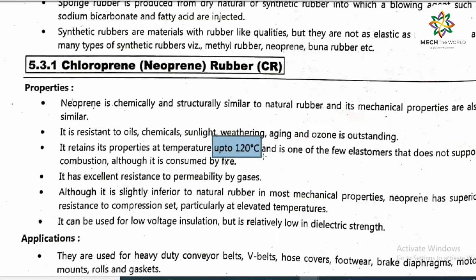Whereas chloroprene or neoprene does not catch fire, so there is no question of producing any kind of hazardous gases. Along with this property, neoprene has excellent resistance to permeability by gases.